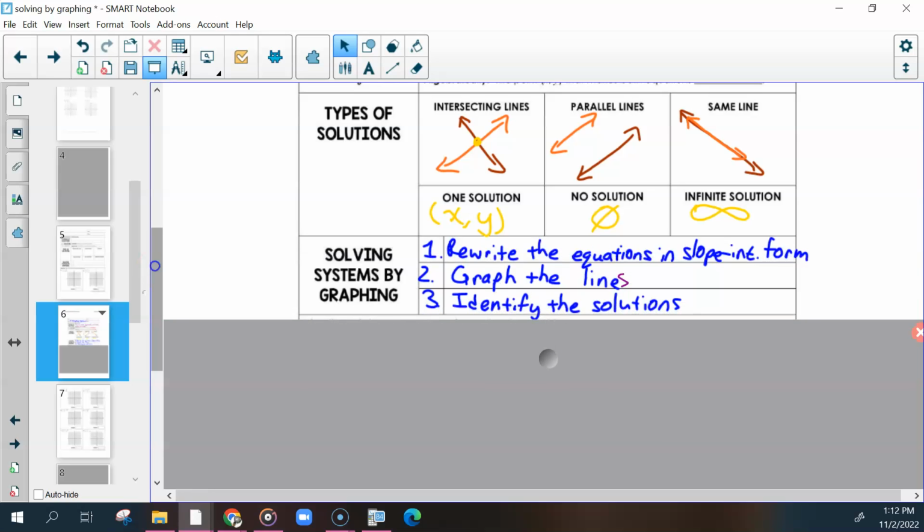There are three steps to solving a system by graphing. One, rewrite the equations in slope-intercept form if they're not already. Two, graph the lines. And then three, identify the solution. If there's no solution, if there's many, you'll be able to see it once you graph it.